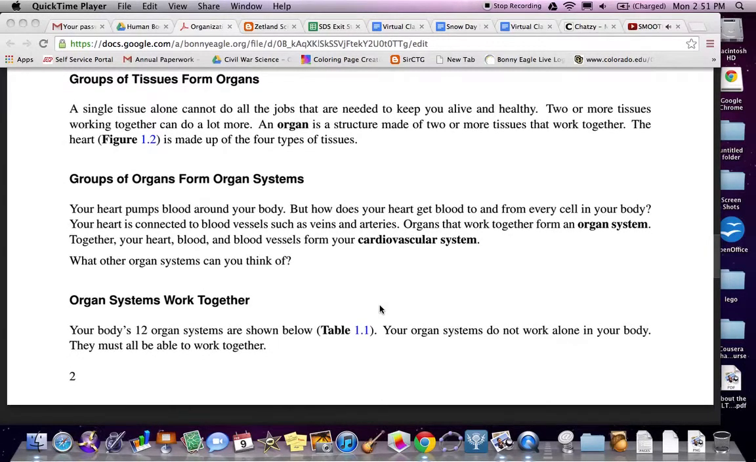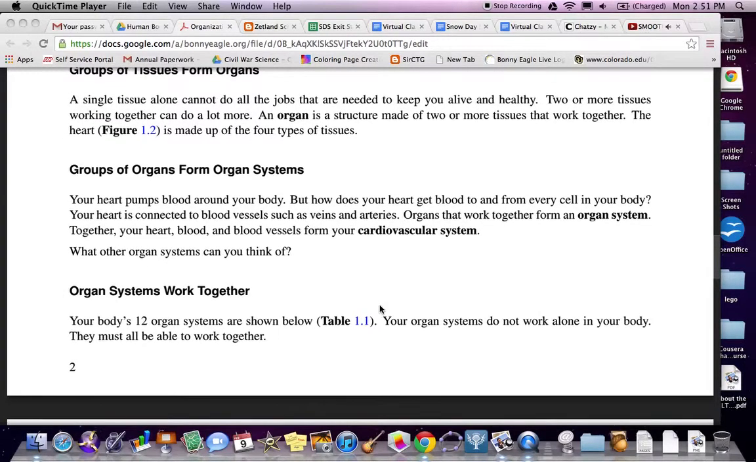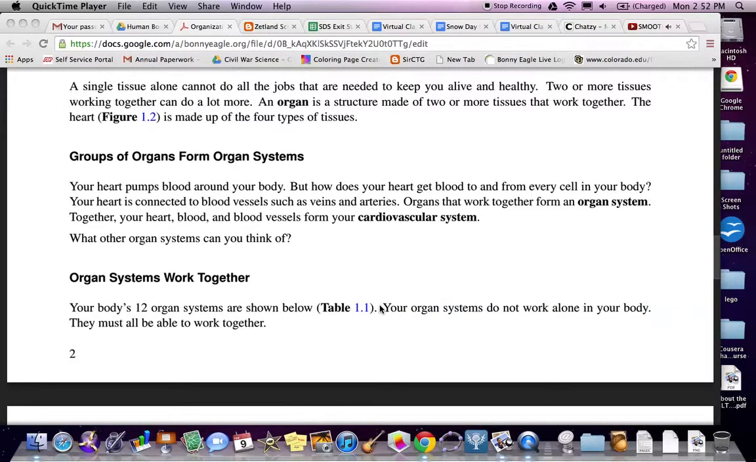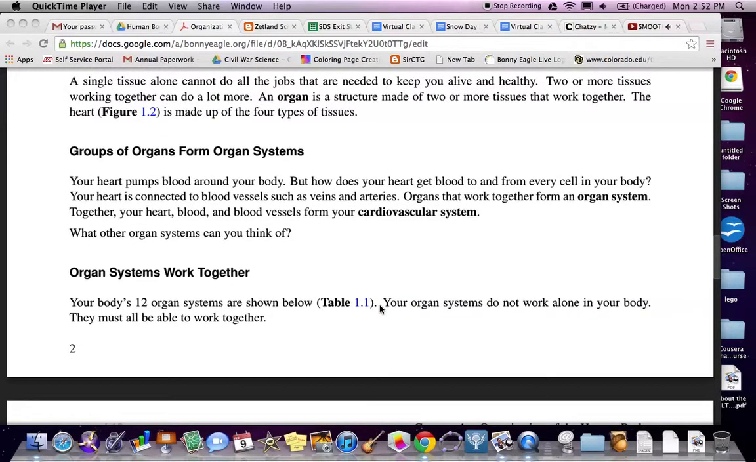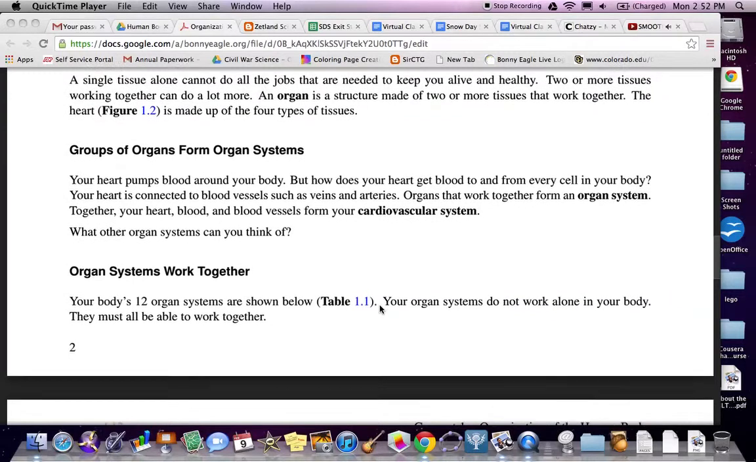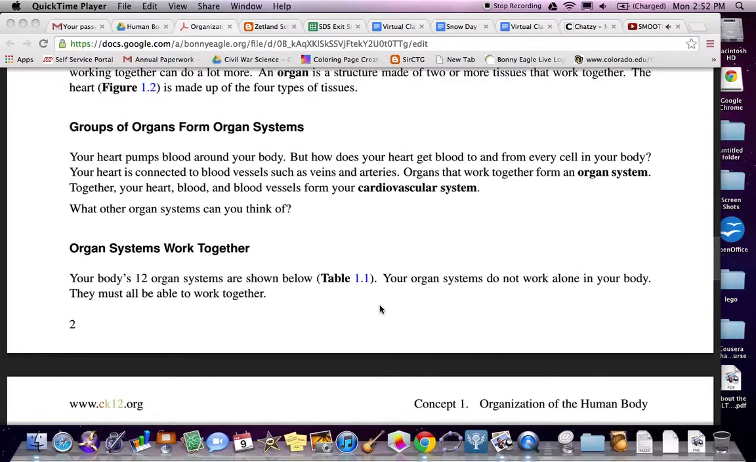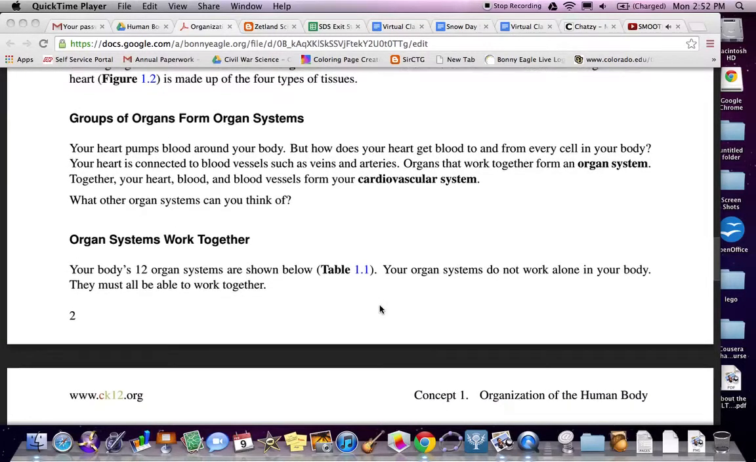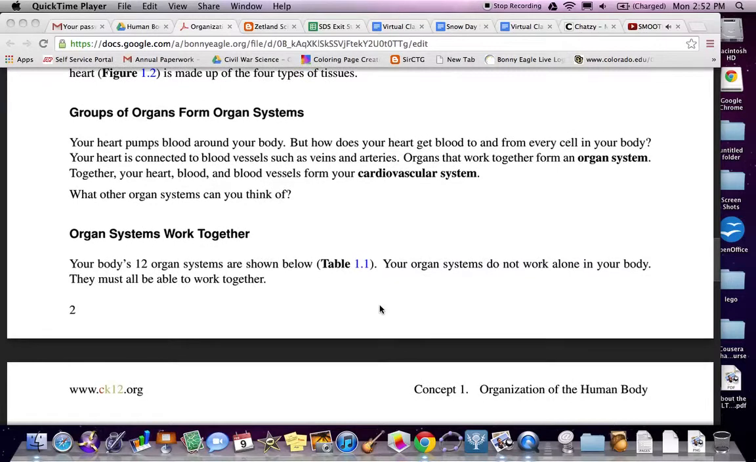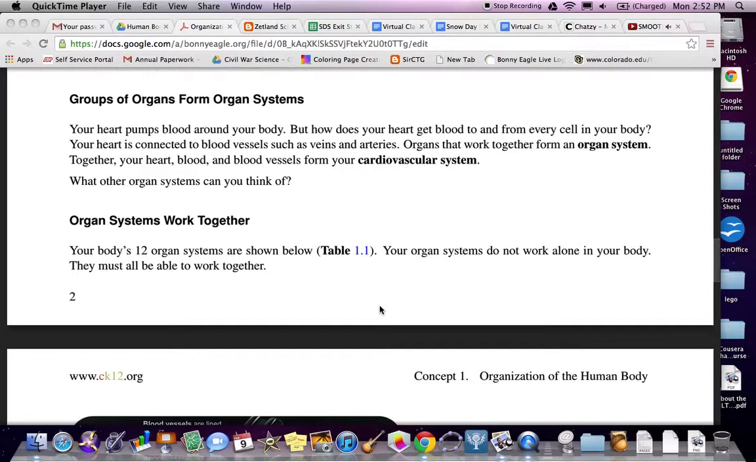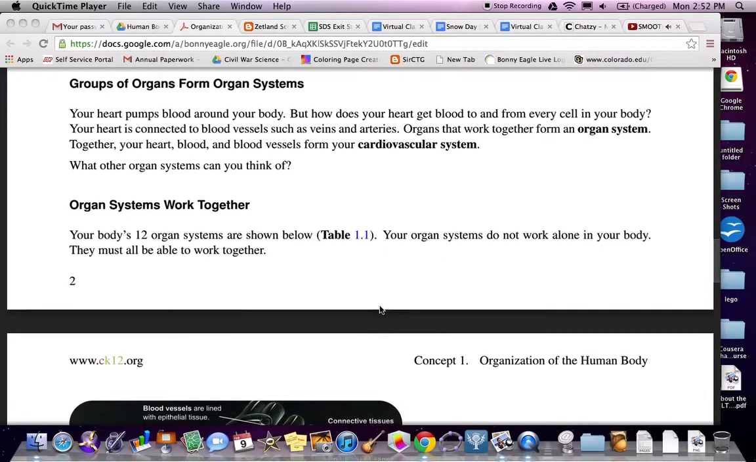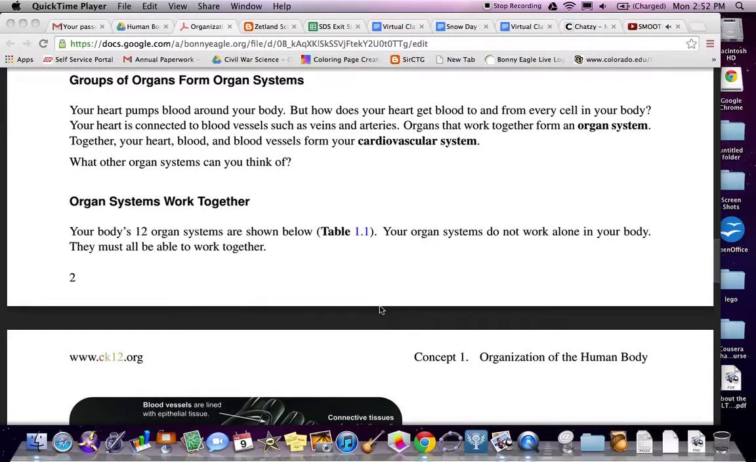Can you think of another organ system? I can think of lots of them, such as the integumentary system, the respiratory system, the nervous system. Your body has 12 organ systems that are shown in Table 1.1. Your organ systems do not work alone in your body. They must be able to work together.